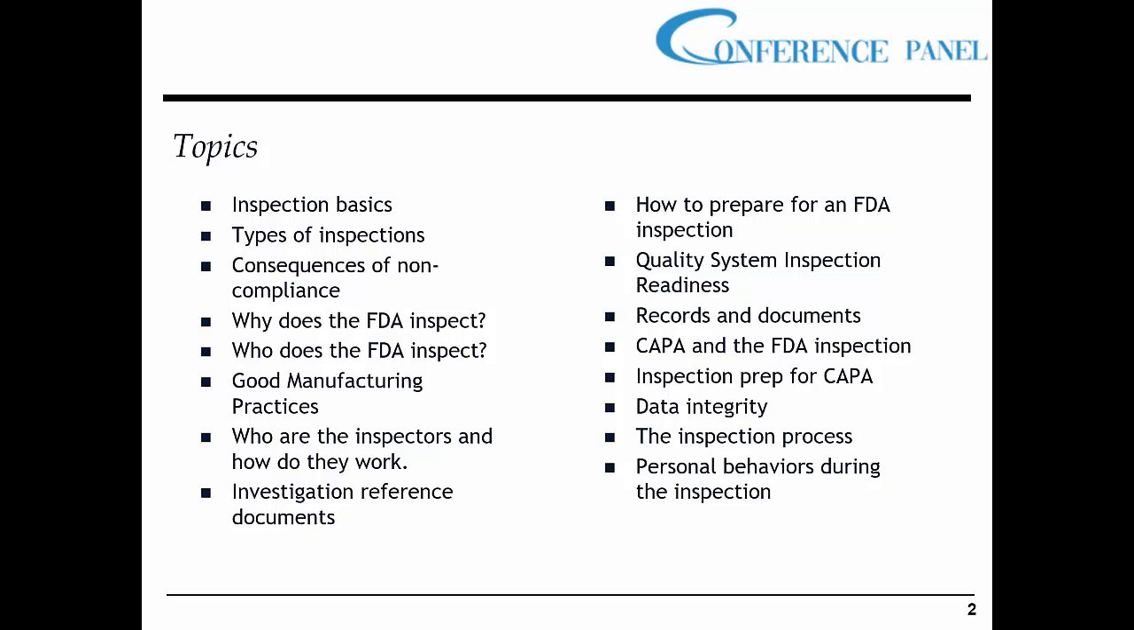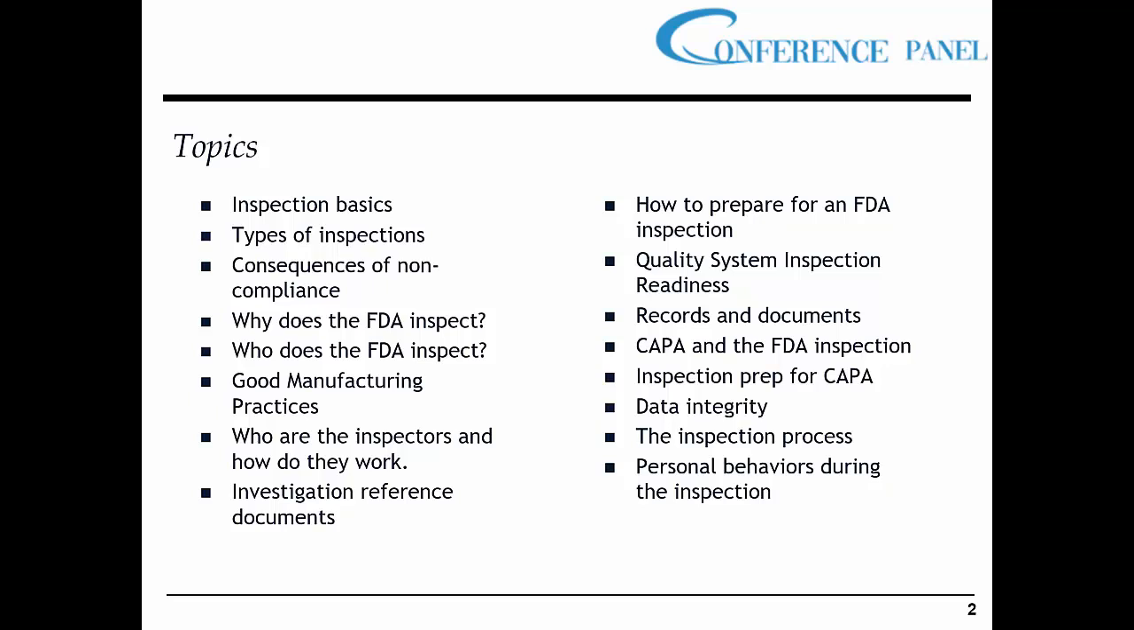How to prepare. We'll talk about the preparation process. We'll talk about QSIR, which is the Quality System Inspection Readiness approach or process. We'll talk about the basic importance of records and documentation and how they play a significant role in the inspections that you receive. CAPA and the FDA inspection. CAPA is a significant area of inspection and a significant area of findings for the FDA every year, so we'll touch upon that as well.